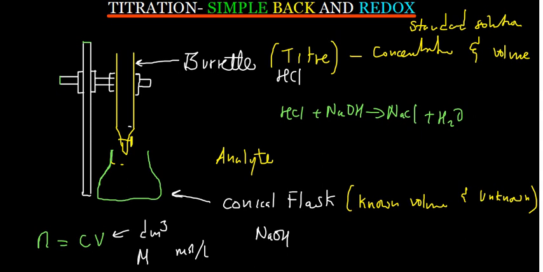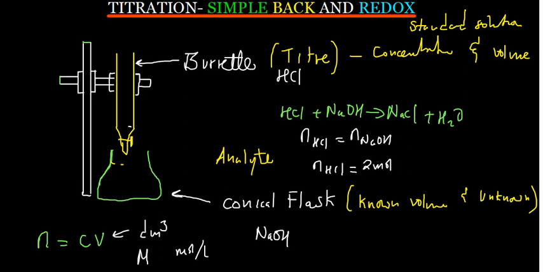Right, so we know the number of moles of hydrochloric acid, so we can determine the number of moles of sodium hydroxide. From the balanced reaction, we can see that the number of moles of hydrochloric acid is equal to the number of moles of sodium hydroxide. So if we know the number of moles of sodium hydroxide as being 2 moles, then we already know the number of moles of hydrochloric acid is also 2 moles, right?